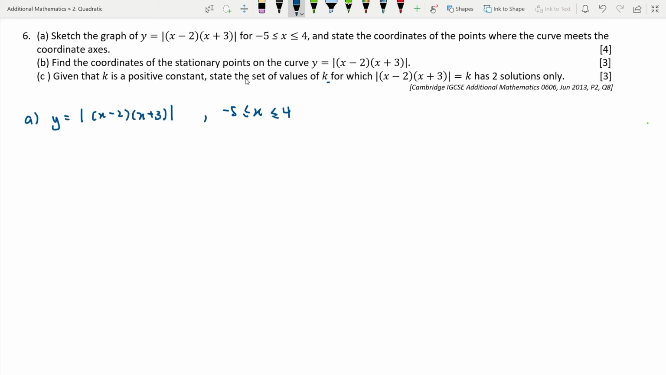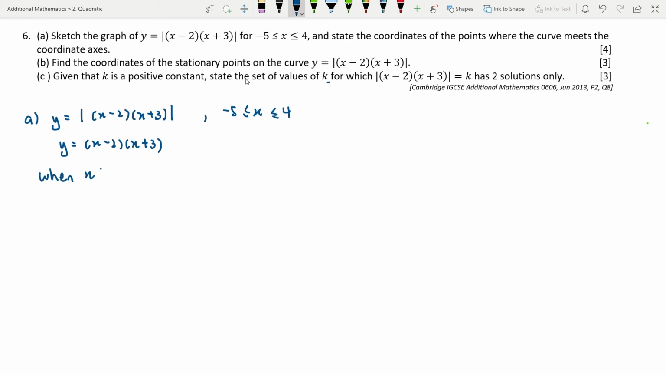Before we can sketch the modulus graph, we will sketch a graph without the modulus. Then we will turn all the negative y values into positive y values. This is the equation without the modulus. Let's prepare some points to draw the curve. Let's find the y-intercept and x-intercepts first.